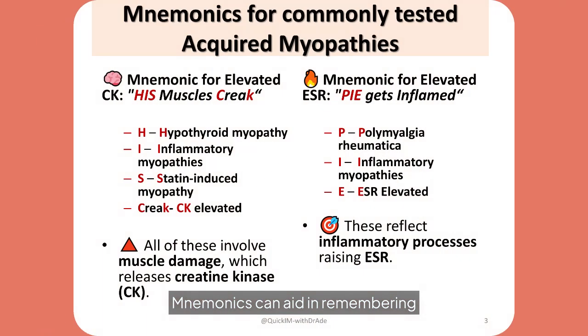Mnemonics can aid in remembering key features of myopathies. This slide introduces two high-yield mnemonics: HIS CreaK for conditions that raise creatine kinase, CK, and PIE gets inflamed for those elevating erythrocyte sedimentation rate, ESR.